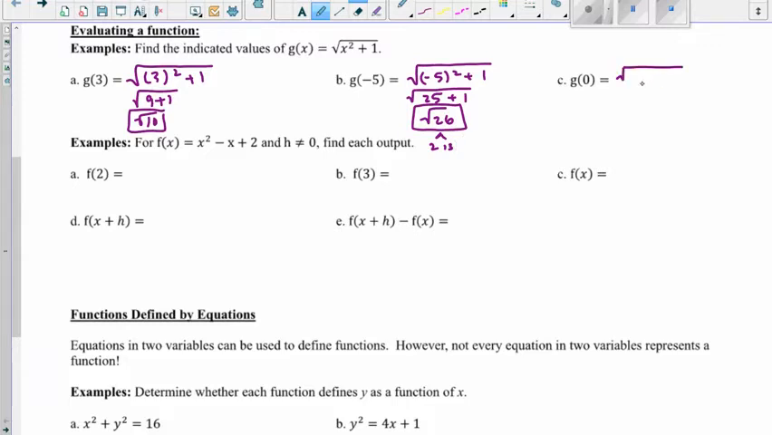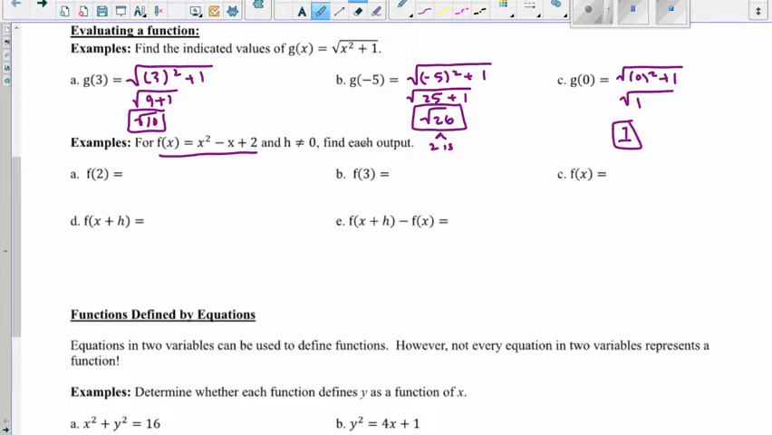Here I get the square root of 0 squared plus 1. So this is the square root of 1, which is just equal to 1. For the next one, we're going to use the function f of x equals x squared minus x plus 2, and h does not equal 0.